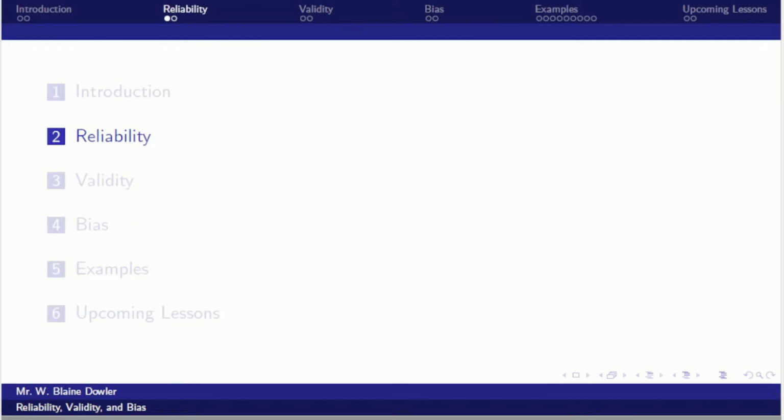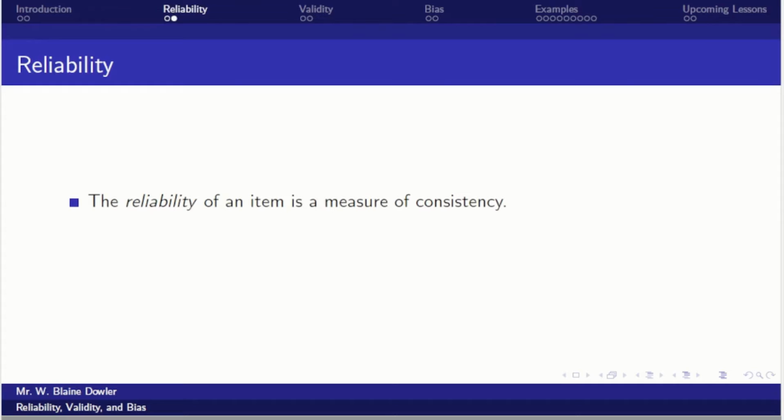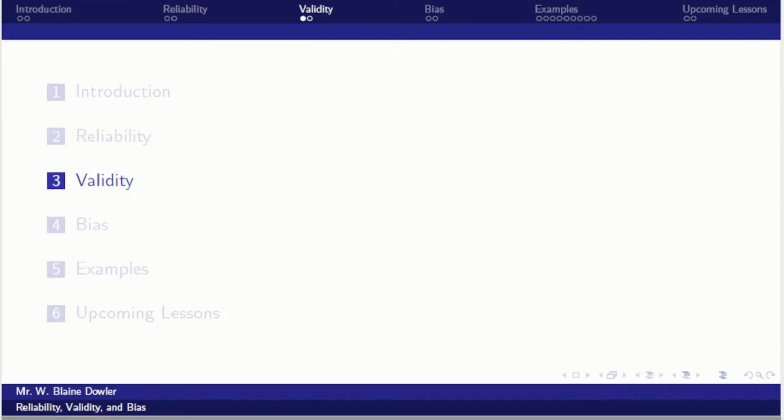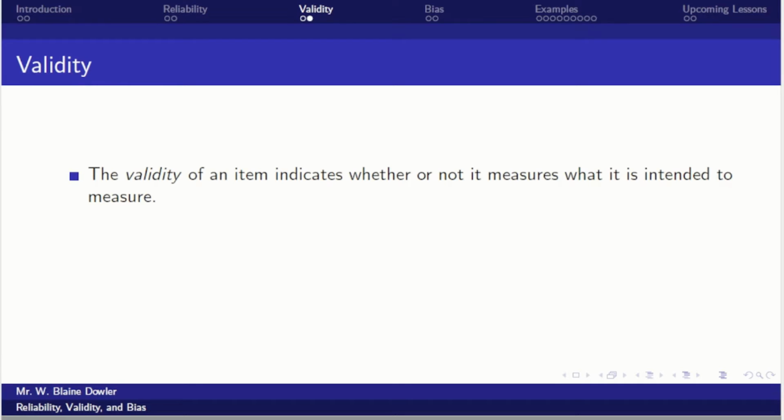Reliability will be addressed first. This is a measure of the consistency of an item. When students see this assessment item, do they consistently perform on it if they have a consistent level of understanding of the intended learner outcome? Effectively, does it measure the same thing every time it's used? Validity tells you whether or not it's actually measuring the skill it's intended to measure.